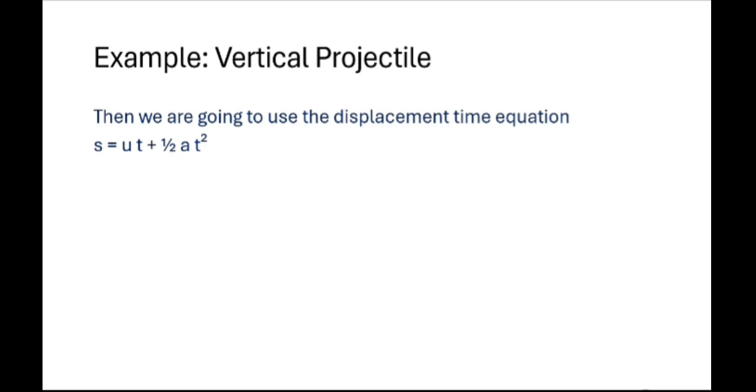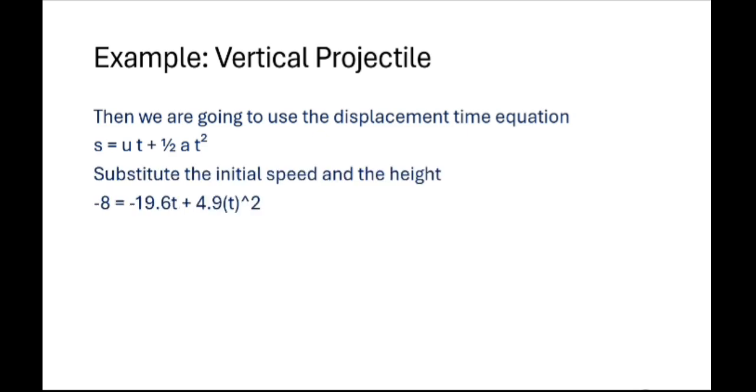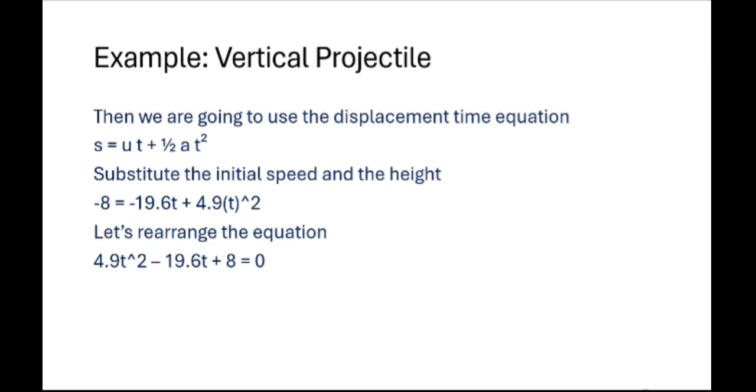And we do have our initial velocity, which is negative 19.6. Please write that negative. Just because we know that the direction is up doesn't mean you can neglect it. Please write it. And then you're going to have 4.9 t squared, which is like that. After substituting like this, you can rearrange the equation itself. You're going to have 4.9 t squared minus 19.6 t plus 8 equals 0.